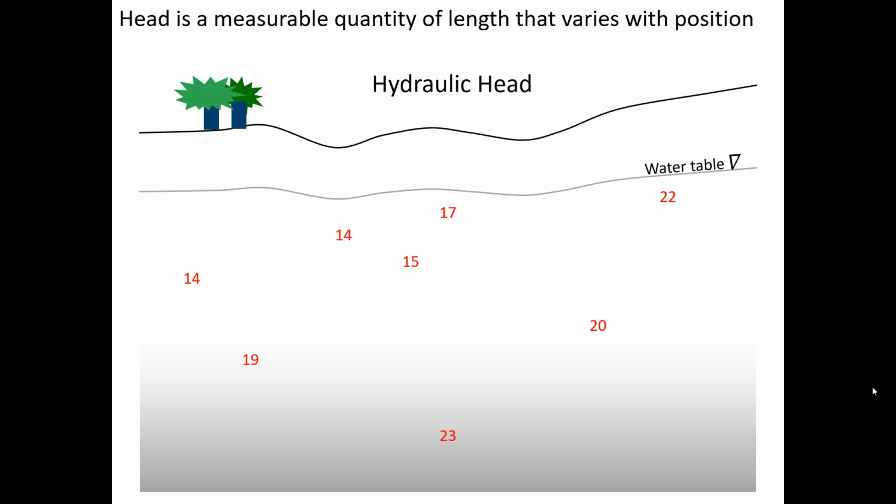Well, what is head? First, head is a scalar value with dimensions of length that varies with position. That is to say, there's a value of head associated with every location below the water table. For example, here we've identified the value of head at a whole lot of locations in the groundwater system. Each of these values corresponds to some unit of length, maybe feet or maybe meters.